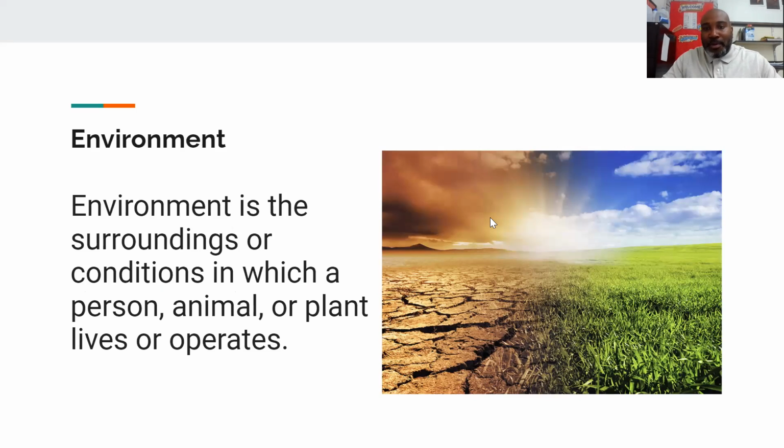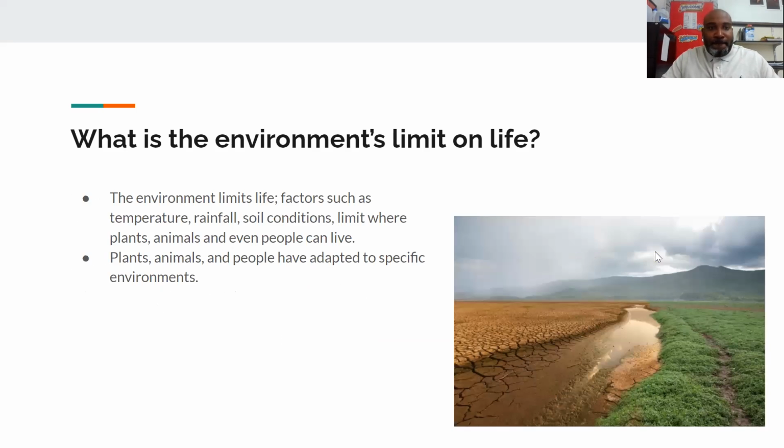And you guys see the picture. On one side, we have the desert. On the other side, we have grass. What is the environment's limit on life? The environment limits life. Factors such as temperature, rainfall, and soil conditions limit where plants, animals, and even people can live. Plants, animals, and people have adapted to specific environments.